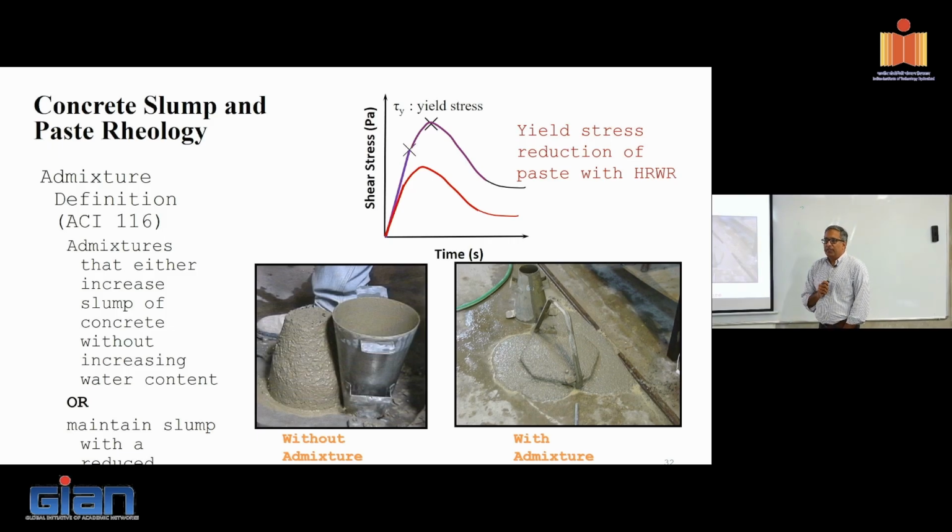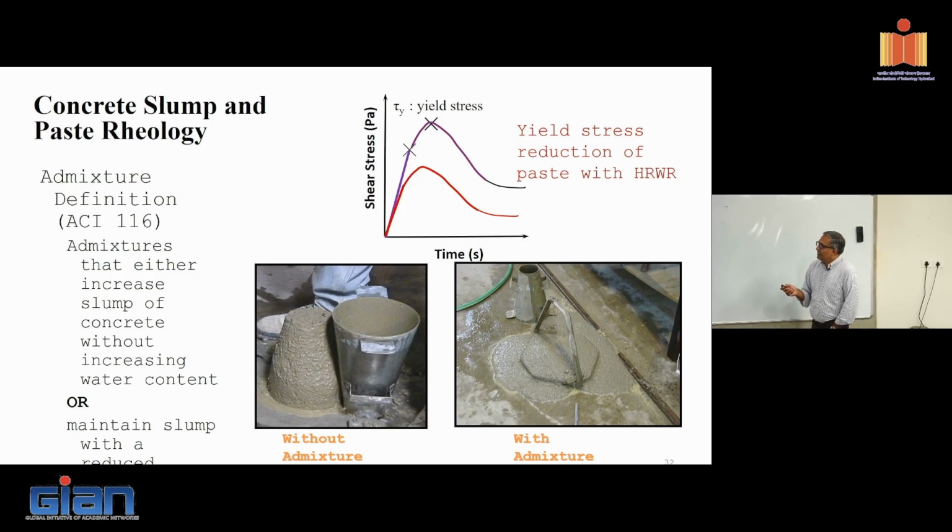What does a high range water reducer do? What does a superplasticizer do? It reduces the yield stress of paste. It doesn't affect the viscosity, it reduces the yield stress. So what would happen? Remember this curve here? Yield stress of the paste would drop if I added some admixture to it.